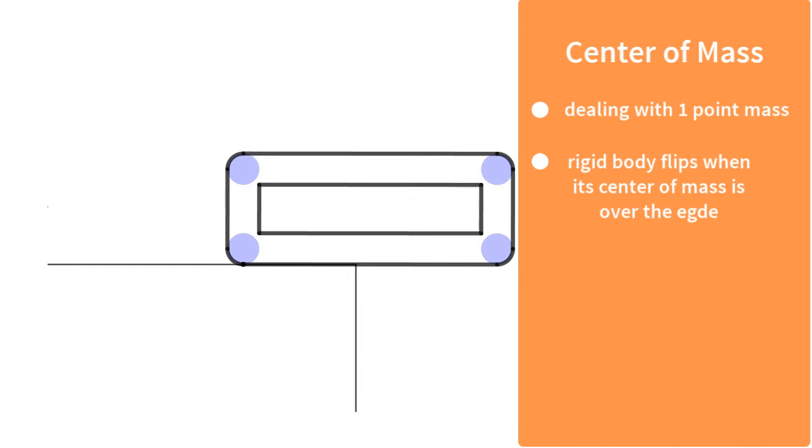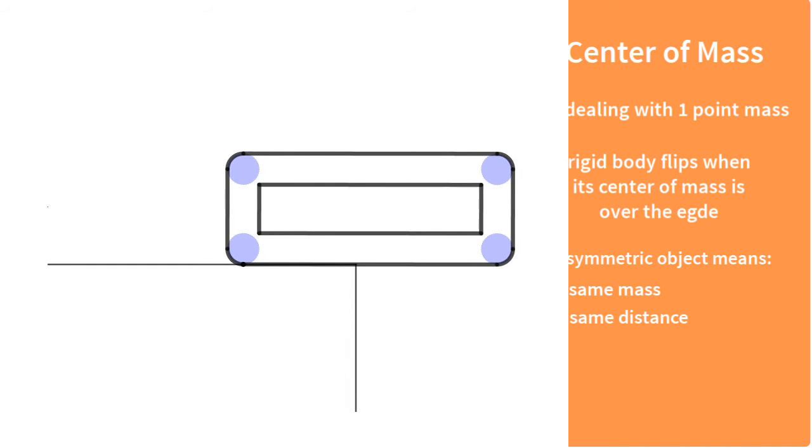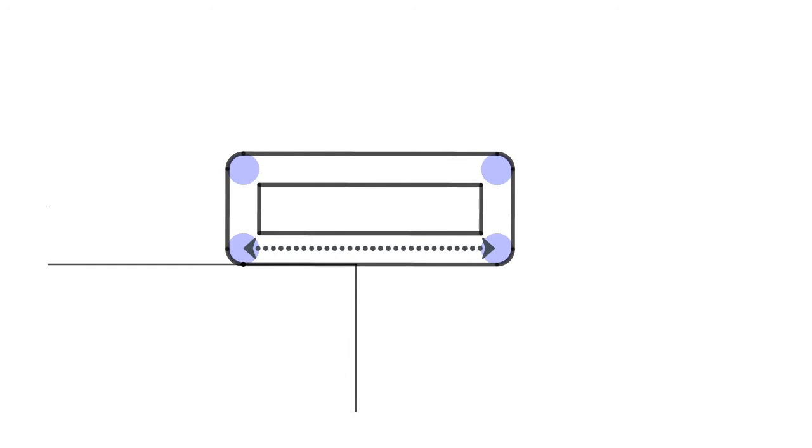But using the method of the center of mass, this is still easy to solve, especially when we're dealing with symmetric objects. By symmetric objects, we mean that first of all, the masses of each of these point masses are the same, and the relative distances are also symmetric, meaning that, for example, the distance between the bottom left and right point masses equals the distance between the top left and right point masses, and the distance between the 2 point masses on the left side equals the distance between the 2 point masses on the right side.